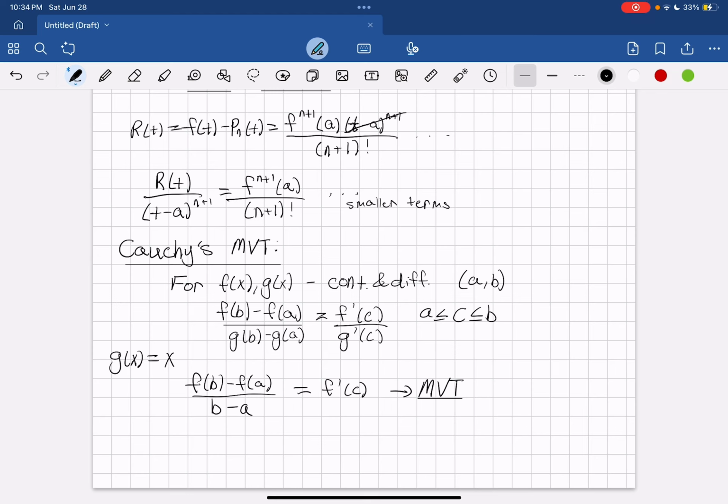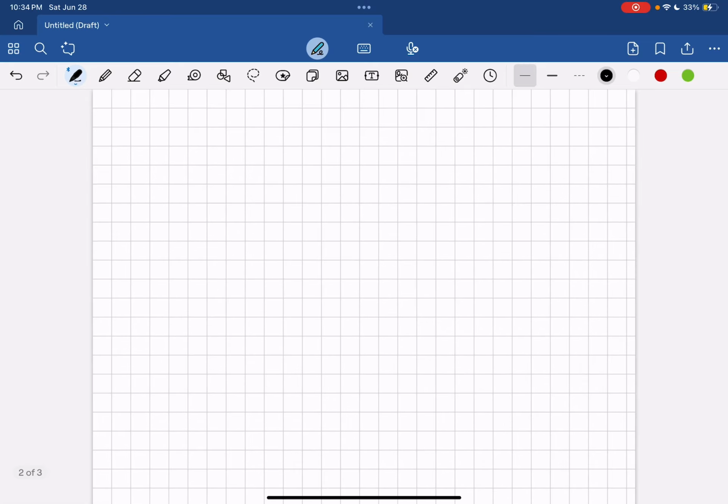Now the reason we're looking at this is because we want to apply Cauchy's mean value theorem to the functions r of t, which we'll just call f, and t minus a to the n plus 1, which we'll call g in this case. So let's see what we get when we apply it. We know that the two functions r of t and t minus a to the n plus 1 are both continuous and differentiable over the interval a to x, where x is the value we plugged into our Taylor polynomial for an approximation, and a is whatever it was centered around.